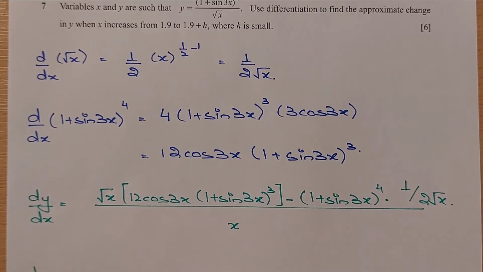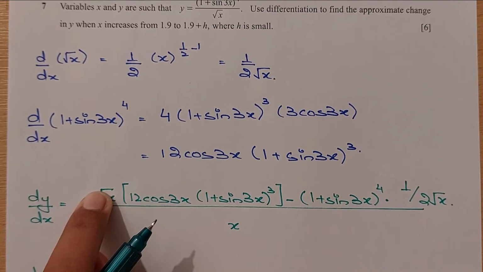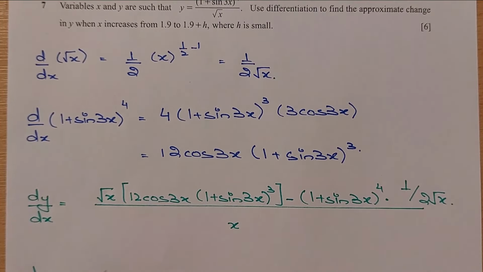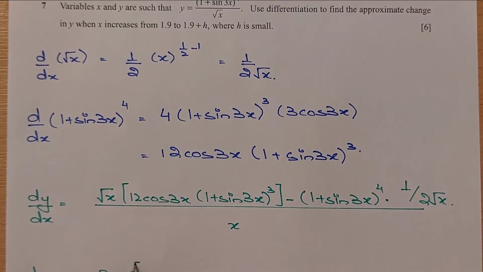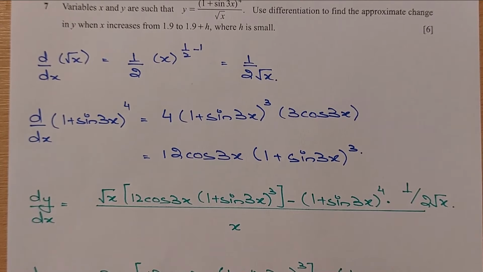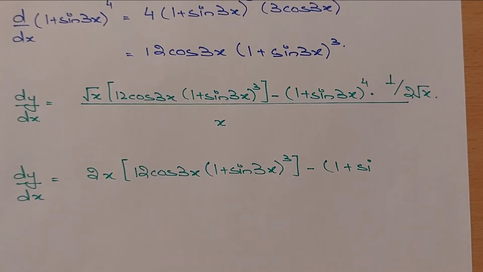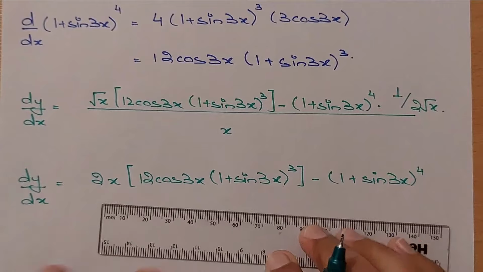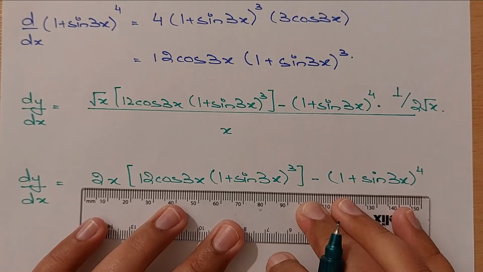So let me simplify it further by taking LCM of 2 square root of x in the next step. So dy over dx is equal to, we have 2 square root of x over here multiplying with square root of x. We have 2x here because square root of x times square root of x is just x, right? So we have 2x into 12 cos 3x into 1 plus sine 3x cube minus 1 plus sine 3x exponent 4, and this whole divided by 2 square root of x into x.